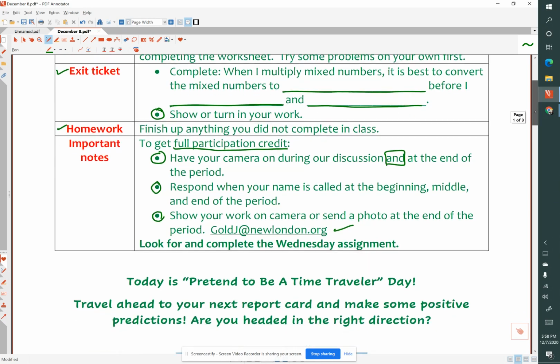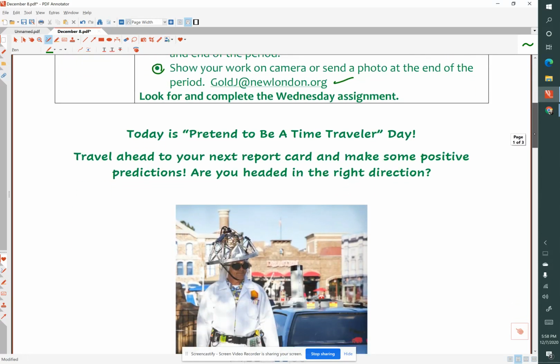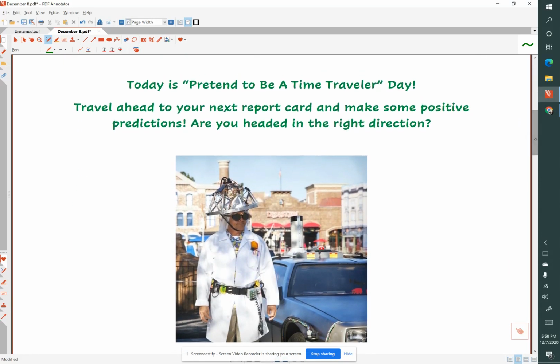So I try to find these fun little things to talk about. So this is one of those obscure national holidays, and I found this silly photo. Today is Pretend to be a Time Traveler Day. And I challenge you to actually tell one of your other teachers that Mrs. Gold said this and have a little fun with it. These are just made up holidays that people make up to promote their products or promote a movie, or maybe there's a group that gets their holiday recognized.